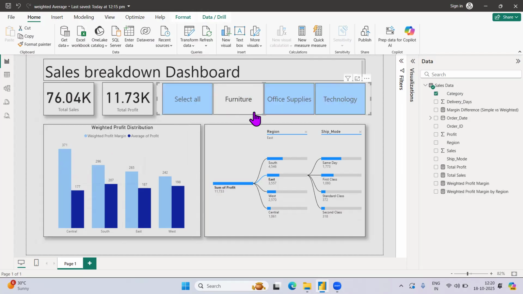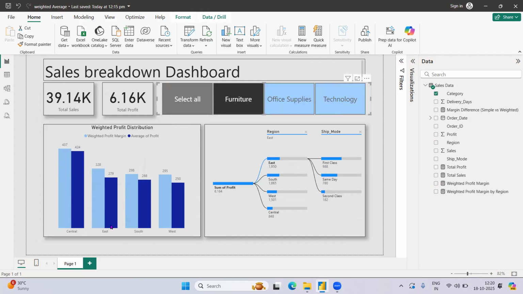So let me do one thing. I can just select furniture. If you see the furniture, the total profit is around 600K. And if I take the East region, the average and weighted profit are 328 and 329, which is quite close to each other, even for the central region. That is a good thing: whatever sales you are doing, an equal distribution of the profit has been observed. And where is this profit coming from? If I just select the East region, the maximum profit is driven from First Class.